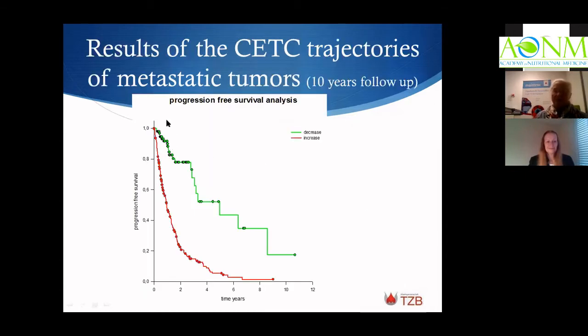And here are again the survival curves. Those with increasing cell numbers have a relatively rapid relapse, and those with decreasing cell numbers have a good survival. We have not yet analyzed all these patients, whether they have been treated and with what therapies they have been treated. This is all still in our data, and we hope to be able to provide more data to you soon.